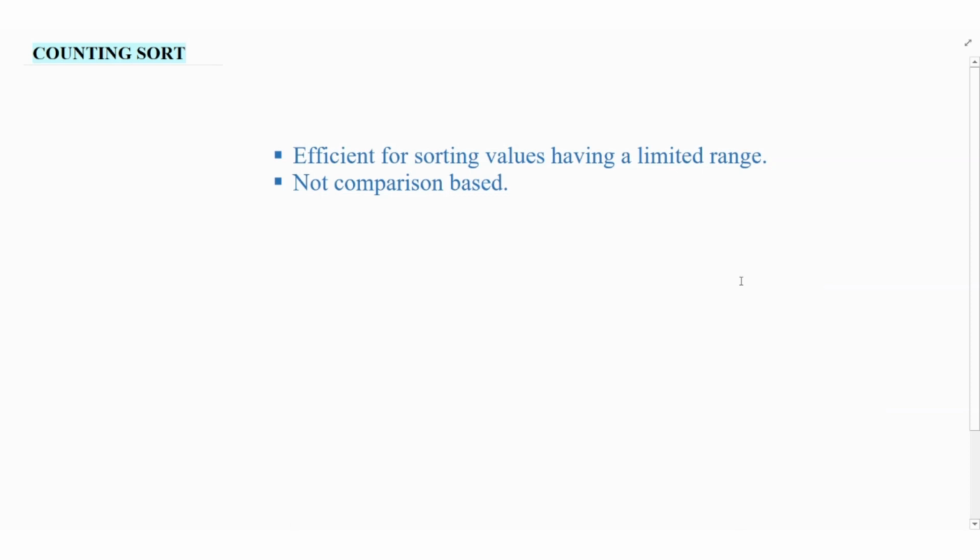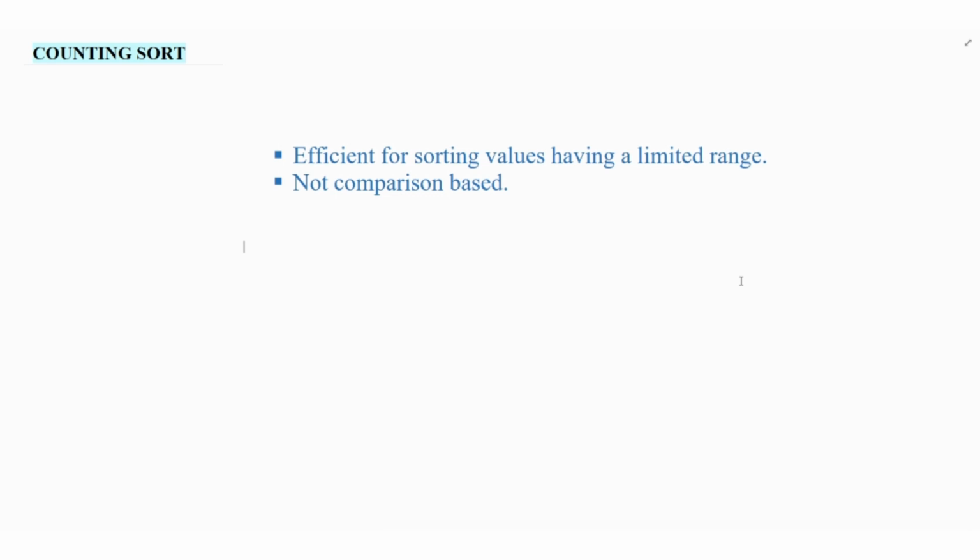Today we will discuss counting sort. Counting sort is a very efficient algorithm for sorting values that come from a limited range. Counting sort is not a comparison based sorting algorithm like other comparison based sorting algorithms, for example insertion sort or bubble sort. The counting sort algorithm is also fast, as we will see when we perform the complexity analysis.